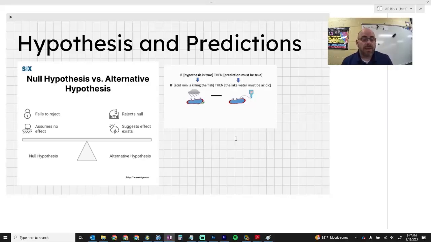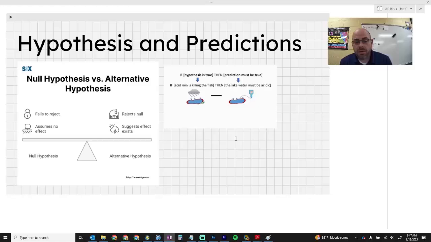All right, and this goes back to the null hypothesis, alternative hypothesis. Remember, the null hypothesis assumes that the variable has no effect, right? That there's no effect on the actual system, whatever that system is, and that if there is an effect, if you can prove an effect, then you have to come up with an alternative hypothesis. You reject the null hypothesis, and you come up with an alternative one.